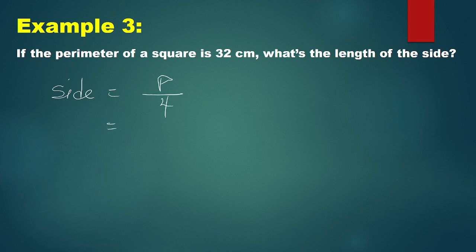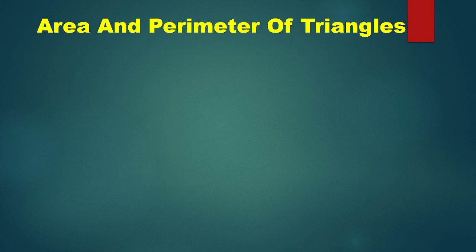Now, our perimeter here is 32 centimeters. So if I divide that by 4, 32 divided by 4 simply gives us 8 centimeters. So the length of the side would just simply be 8 centimeters. Now let's talk about the area and perimeter of a triangle.